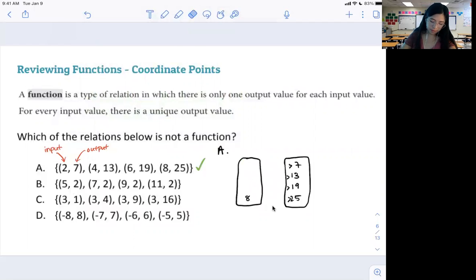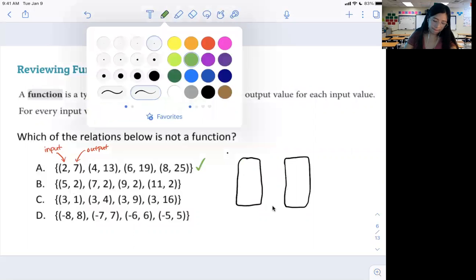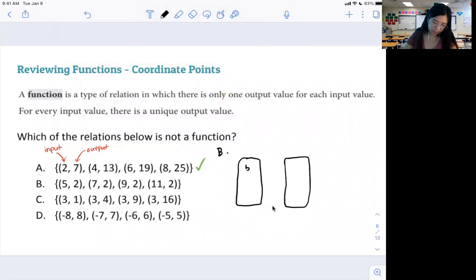Oops. For B, five going to 2, 7 going to 2, 9 going to 2, and 11 going to 2. So they're all going to the same place. However, remember the definition. How many output values does the 5 go to? 1. 7 goes to 1. The 9 goes to 1. And the 11 goes to 1.